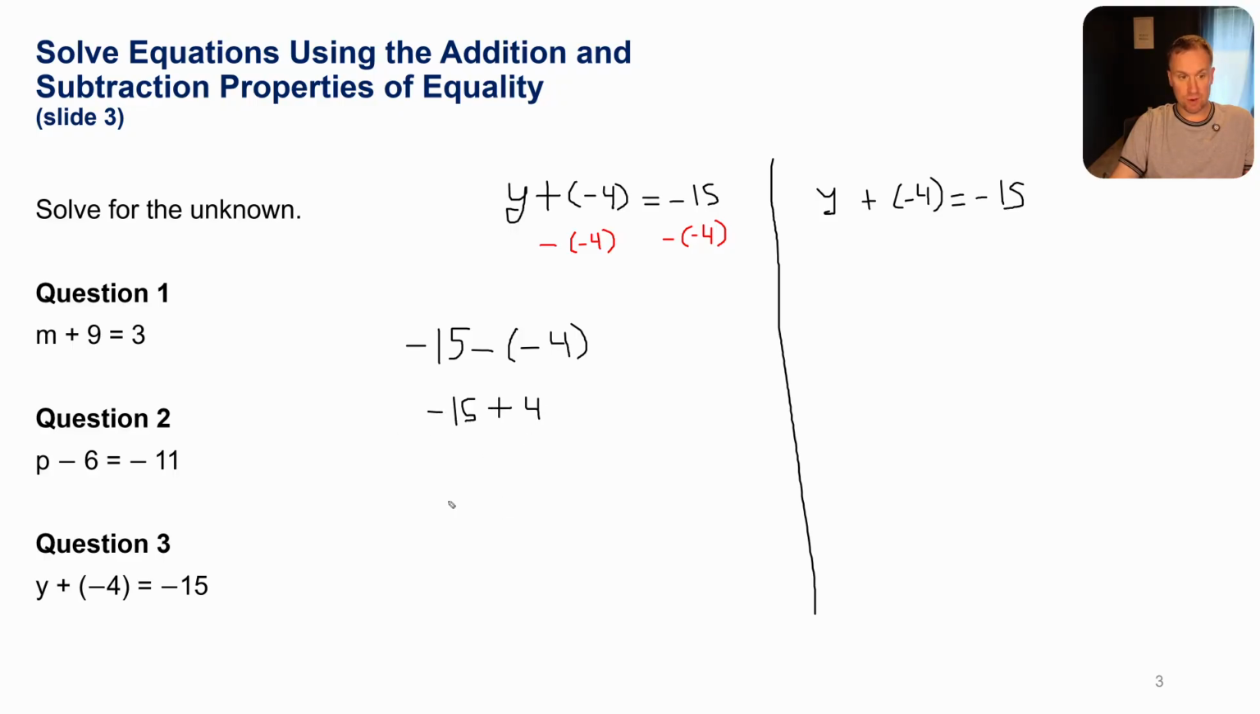Negative 15 plus 4. If you go to your number line here then, you're starting at negative 15 and you're going to the right 4 units. And where I end up is at a negative 11.